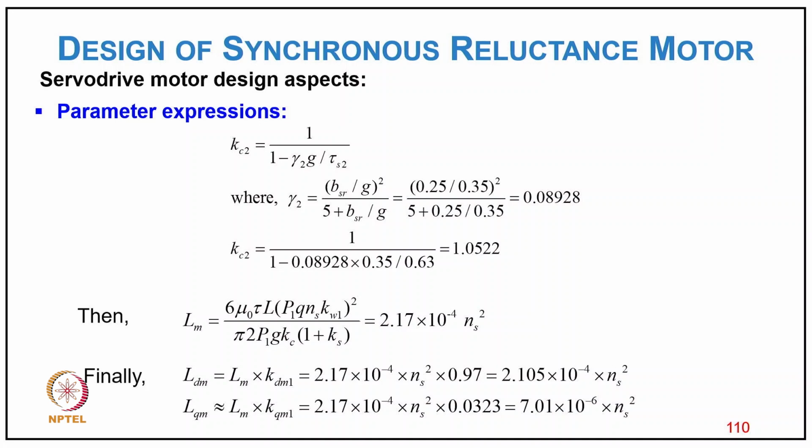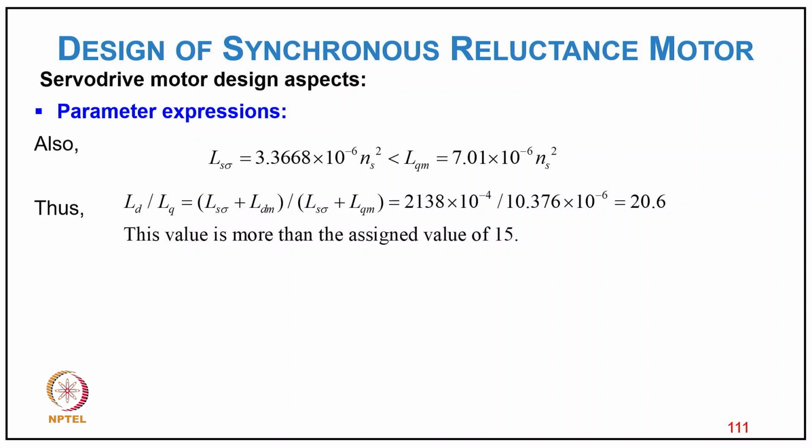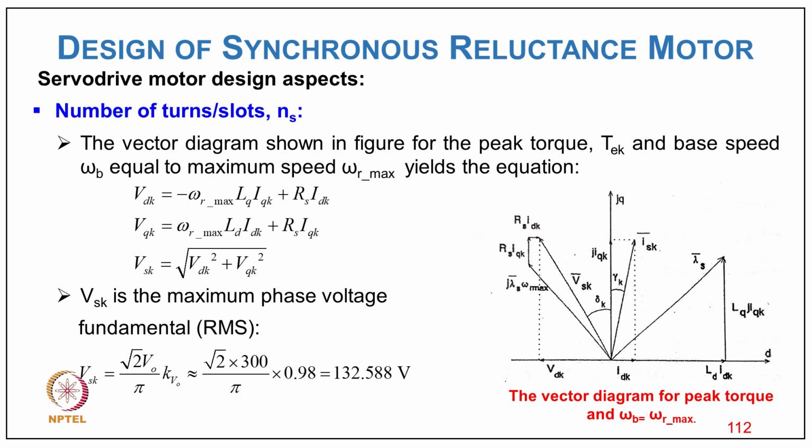So LDM equal to LM KDM. It comes 2.105 × 10^-3 NS square, and LQM is LM times its factor, it comes 7.01 × 10^-3 NS square. So now LSQ is 3.333668 × 10^-3 NS square, which is less than LQM. So LD upon LQ, putting value, it comes like typical 20.6. This is a value more than the certain value of 15.